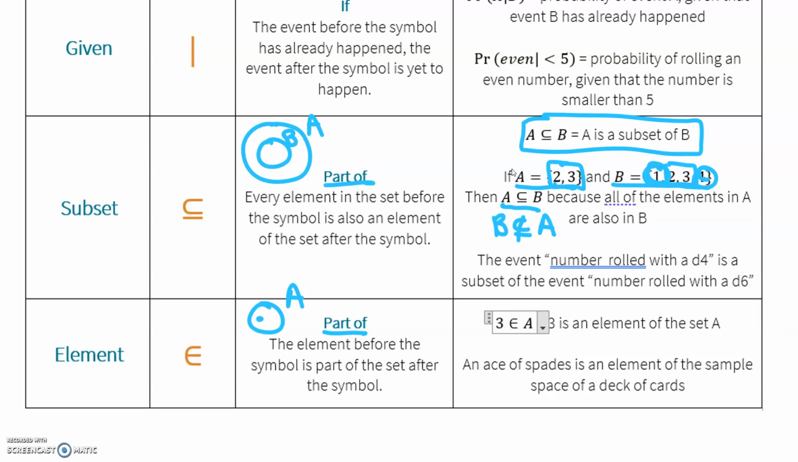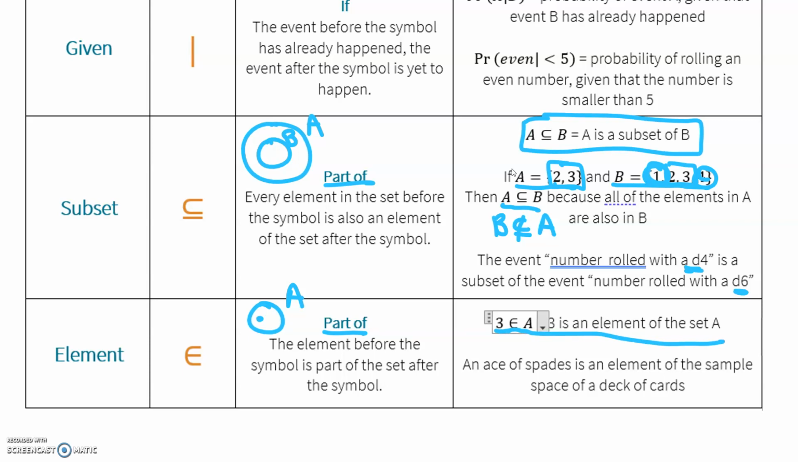Okay, last one here. The event number rolled with a D4, so if we rolled a 4-sided die, the outcomes of that experiment are a subset of rolling a 6-sided die because you've got the numbers 1, 2, 3, 4 here, and you've got the numbers 1, 2, 3, 4, 5, 6 here. And just to clarify again the difference, so element, 3 is an element of the set A, or 3 is an outcome of the event A.